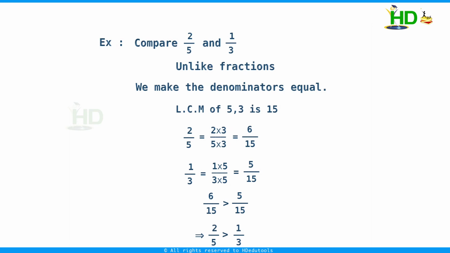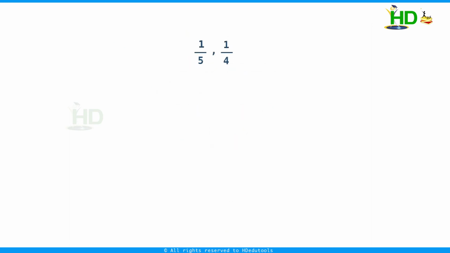Now take another example. Compare 1 by 5 with 1 by 4. Now first, to compare these fractions, we have to convert them into like fractions. For this, we take the LCM of 5 and 4, that is equal to 20. In this fraction 1 by 5, the denominator is 5, so we multiply this with 4 and also the numerator with 4. Therefore 1 by 5 can be written as 1 into 4 divided by 5 into 4. That is nothing but 4 by 20.